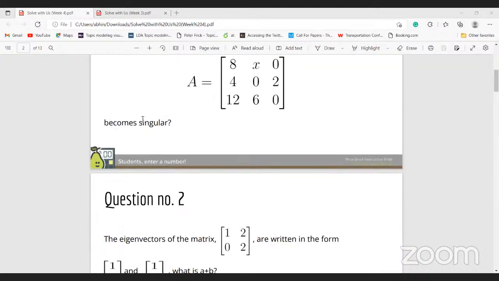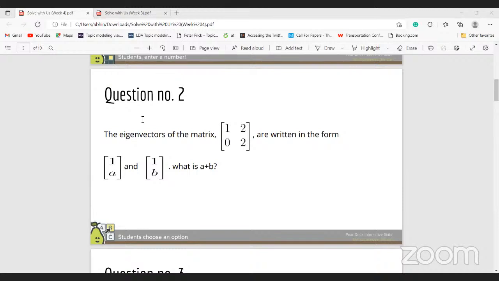Okay, so let's move to question number 2. This requires some solving, so I'll give you maybe 3 minutes. Solve it till 3:13 or 3:15 maybe.